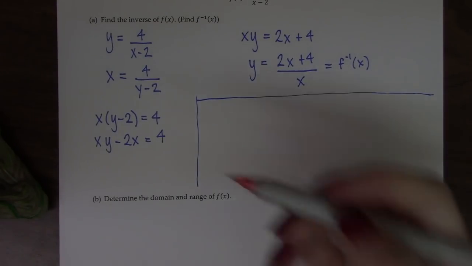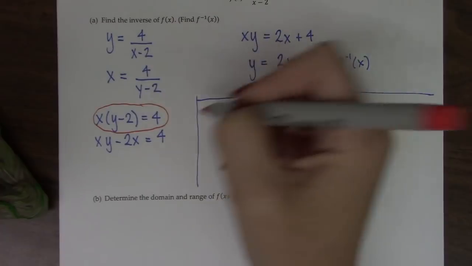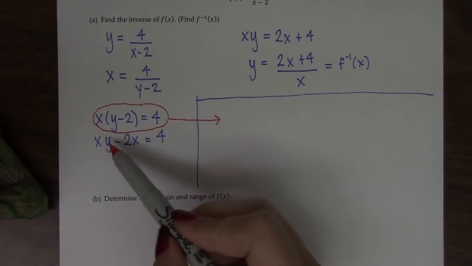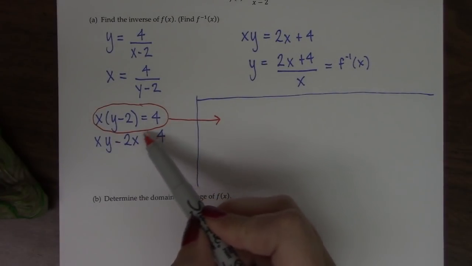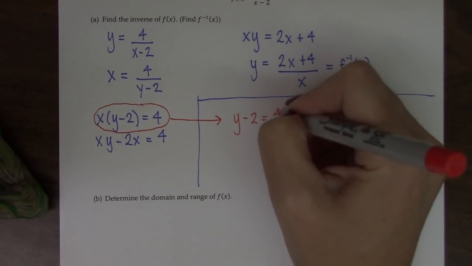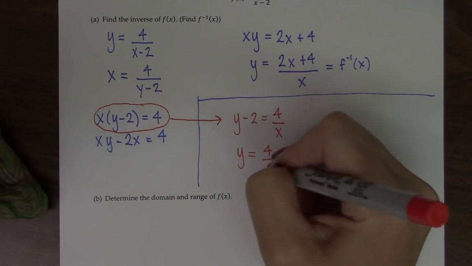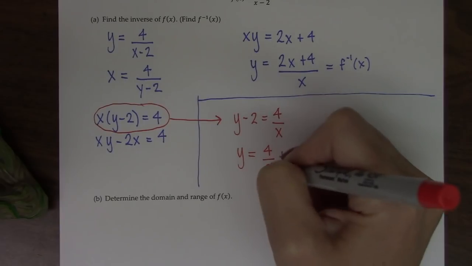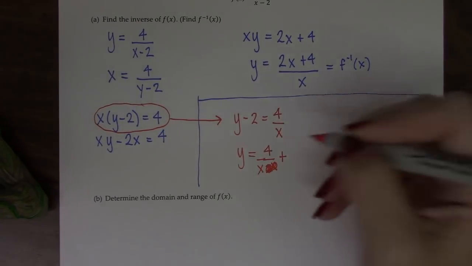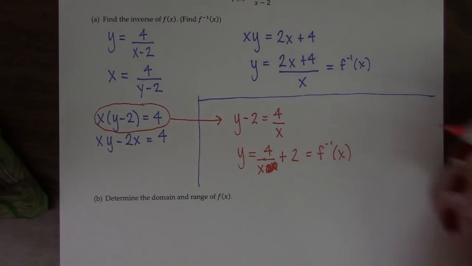And I want to show you an alternative form of this answer. If I complete all of these algebra steps to here, an alternative path I could take would be, instead of distributing the x, I could just divide by the x. So I could say y minus 2 is 4 over x, and then if I add 2, oops, that should be an x. If I add 2 to both sides, now I have an alternative form of the inverse.